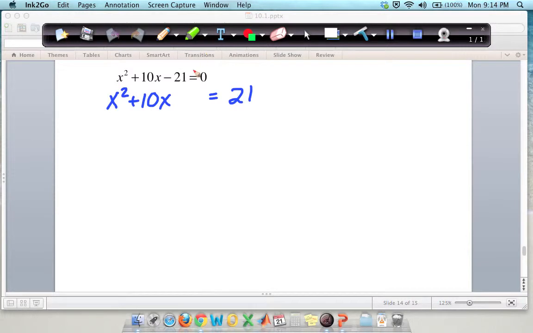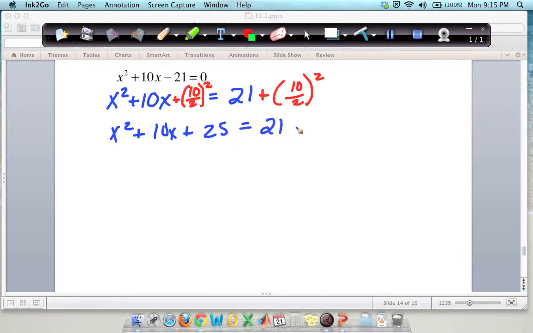I'm now going to complete the square. So you take the number in front of x, which is 10, divide it by 2, and square it. And remember, whatever I add to one side, we add to the other side. And now let's just simplify this. This becomes x squared plus 10x plus, 10 divided by 2 is 5, 5 squared is 25. And this is 21 plus 25. A lot of times I see this 25 get forgotten on the right-hand side, so just remember you need it on both sides of the equal sign.